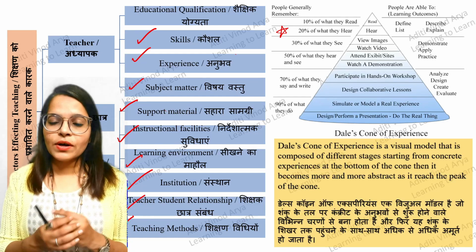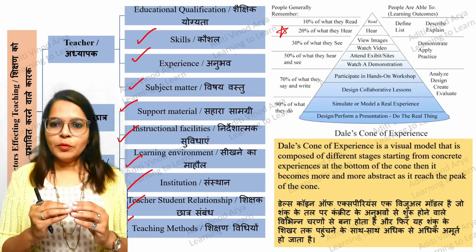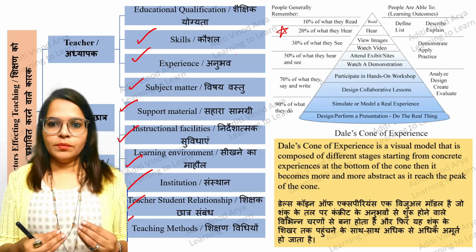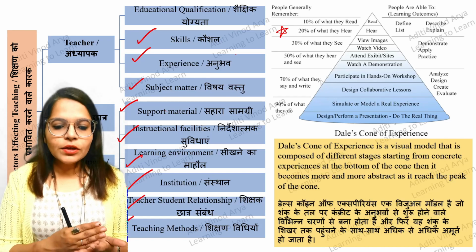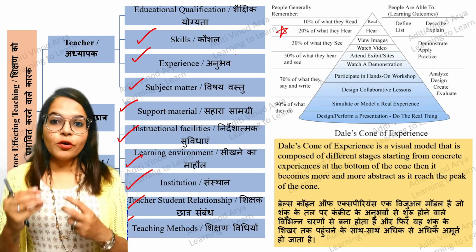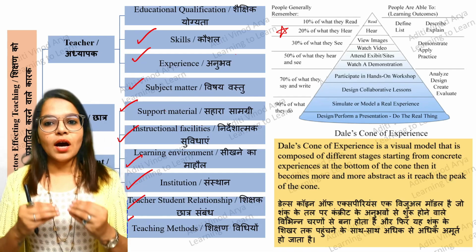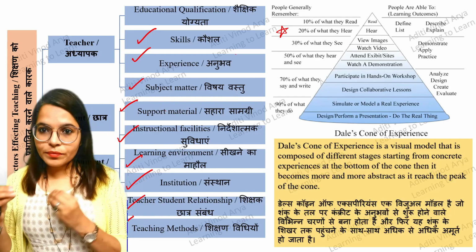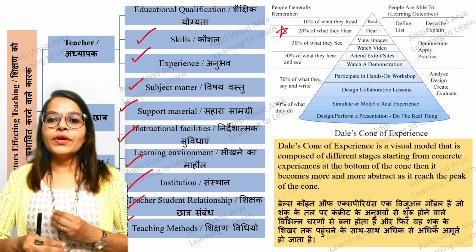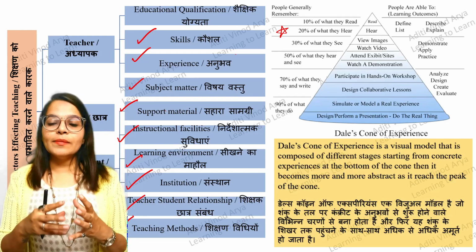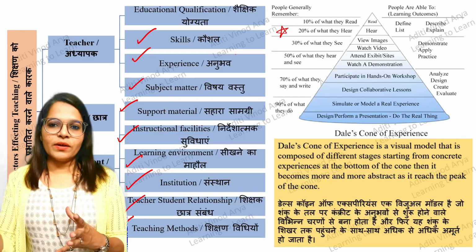So how does that work? It's very simple. Suppose a student is trying to learn something, okay, and if all the senses or the majority of the senses of the student are involved, he or she might be able to learn in a better way, and they'll be able to remember it in a better way.